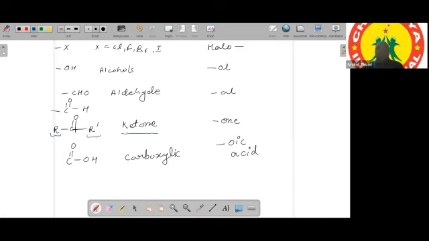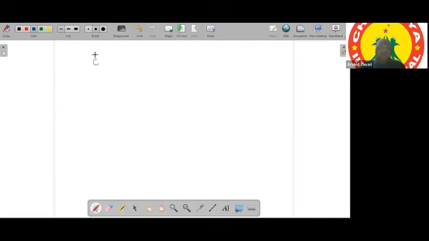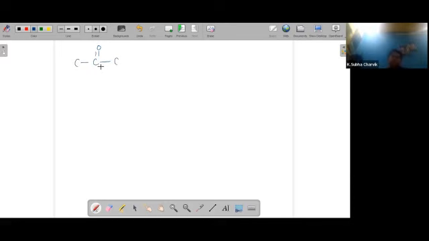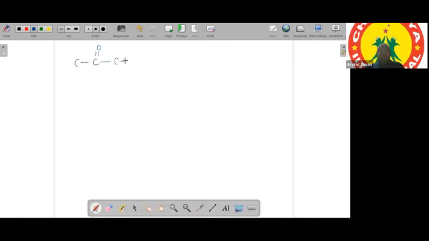See, suppose I want a ketone structure. A ketone means it should be C double bond O, and the two bonds of carbon which are left out will have carbon only. You can have only carbon, and no other element will be present here. You cannot have hydrogen or any other element. These carbons can be further bonded to other carbon chains, but if you have this structure, this complete structure is the ketone.